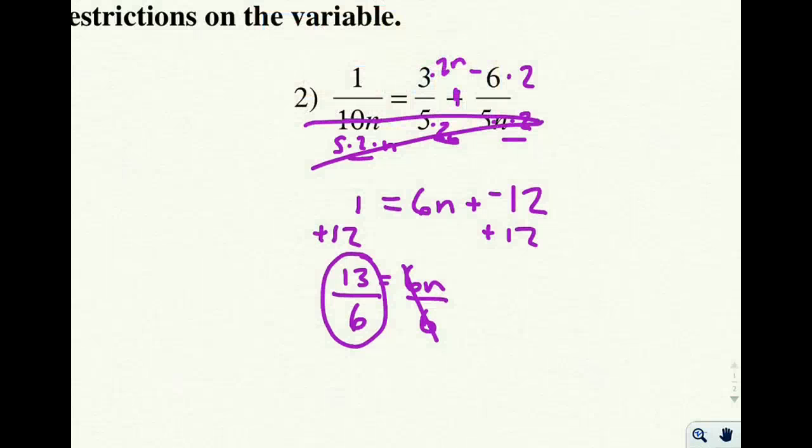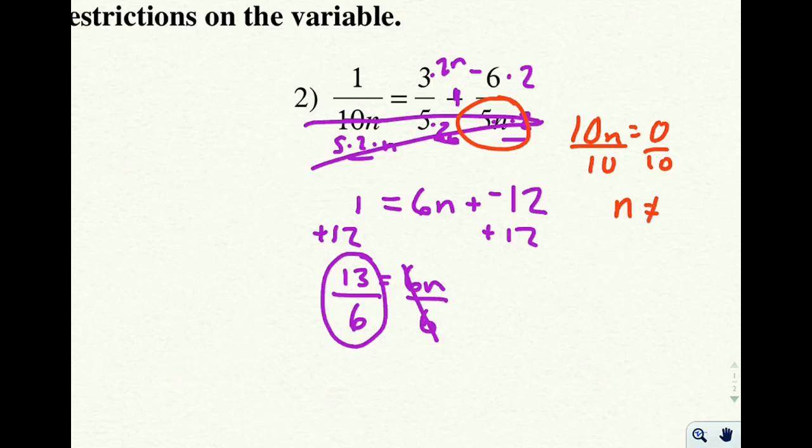My restricted values are what makes my denominator go to 0. And in this case, what makes 5n, 10n, or 5 go to 0? Well, I can divide by whatever number that is, and n is going to come out to not be allowed to be 0 in each case.